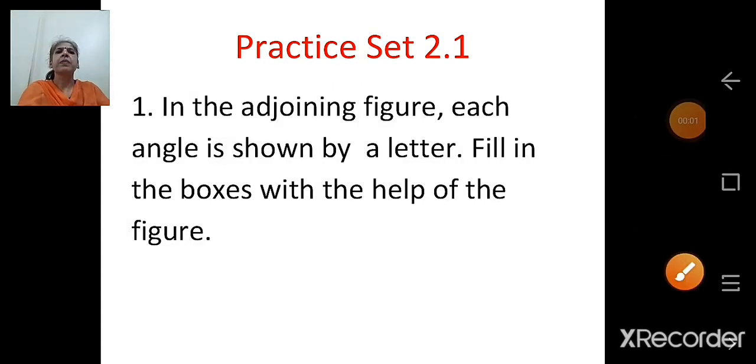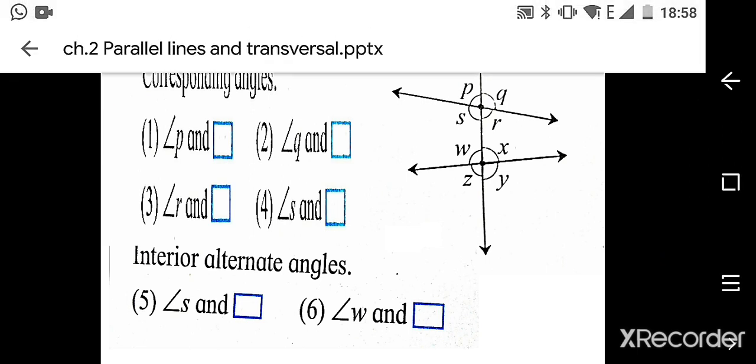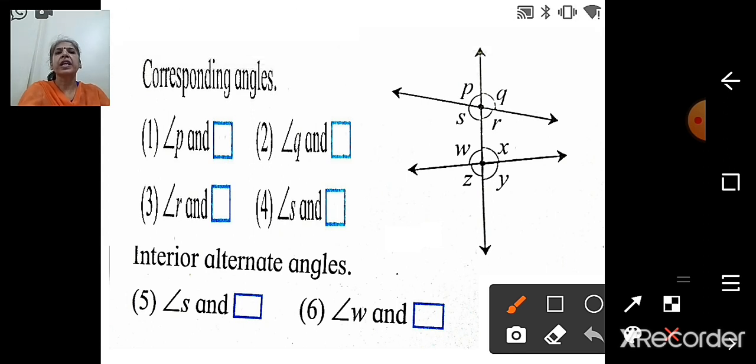So let's start with practice set 2.1. In the adjoining figure, each angle is shown by a letter. Fill in the boxes with the help of the figure. So the figure is given and we have to fill in the boxes. So corresponding angles. It is given in the form of an activity. Corresponding angles we have seen.